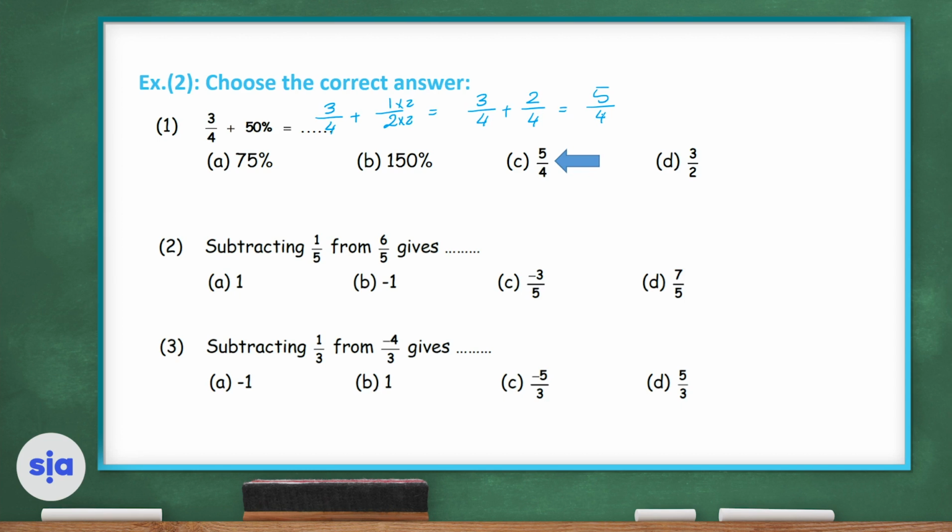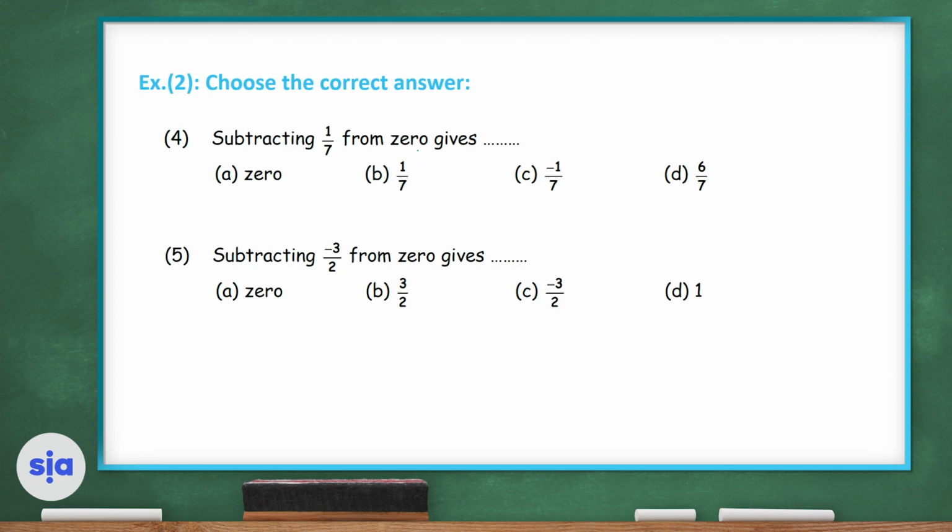Question 2, subtracting 1 over 5 from 6 over 5. So it will be 6 over 5 minus 1 over 5. If you do the numerators together, it's 5 over 5, so the answer is 1. So the right answer for question 2 is choice A. Question 3, subtracting 1 over 3 from negative 4 over 3. So here, negative 4 over 3 minus 1 over 3, so it is negative 5 over 3. So the right answer is choice C.